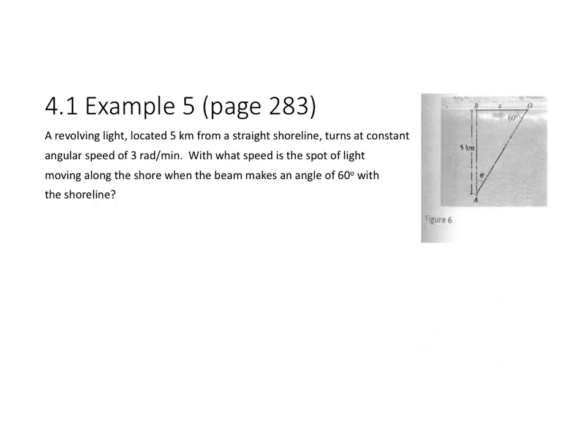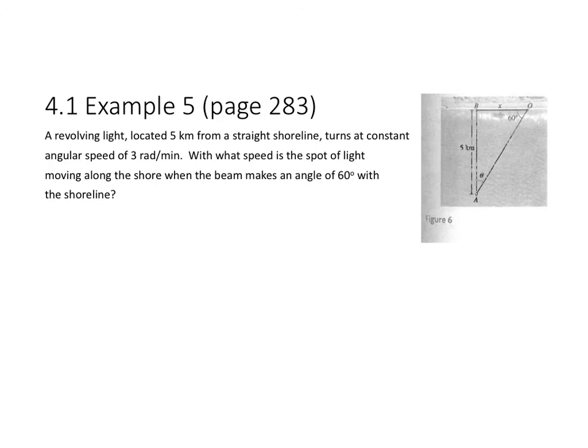Example 5 on page 283 talks about a lighthouse, and it definitely increases the level of difficulty. So let's take a read on this. A revolving light located 5 kilometers from the straight shoreline turns at a constant angular speed of 3 radians per minute. With what speed is the spotlight of the light moving along the shore when the beam makes a 60-degree angle with the shoreline?